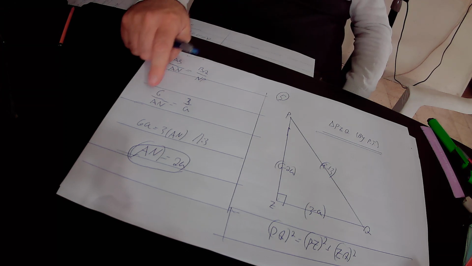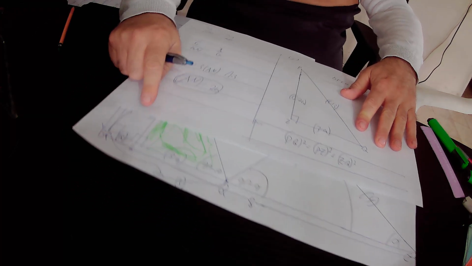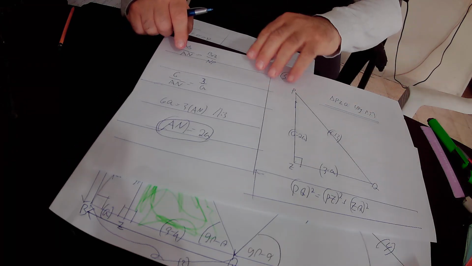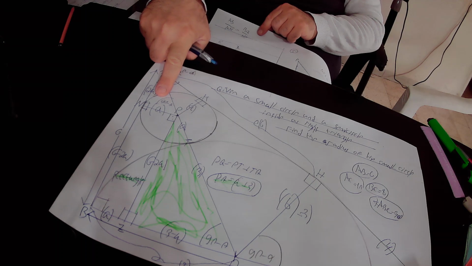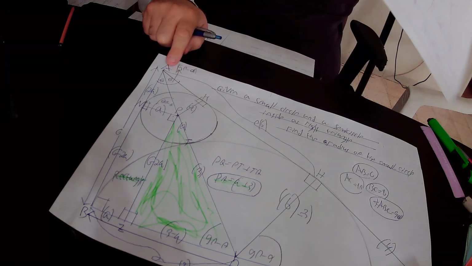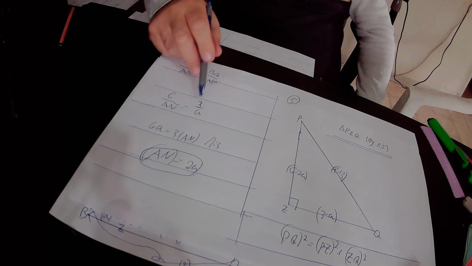AB is 6, AN is the missing side, so we leave it as it is. BQ is the radius of the semicircle that is 3. And finally, NP equals a, it is the radius of this small circle, that is the radius that we are looking for in this question. So in conclusion, 6 over AN equals 3 over a.